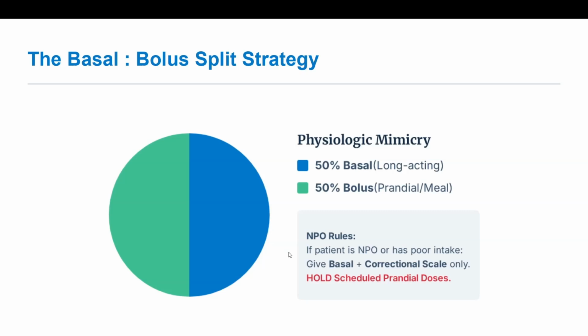The basal-bolus split strategy is the most commonly followed therapy, which actually mimics the physiological insulin produced in our body by the pancreas. With 50% basal long-acting and 50% bolus prandial or meal-based, it is the most ideal method of insulin therapy in hospital. NPO rules: if the patient is NPO with poor oral intake, give basal plus correctional scale only. Hold scheduled prandial doses to prevent hypoglycemia.